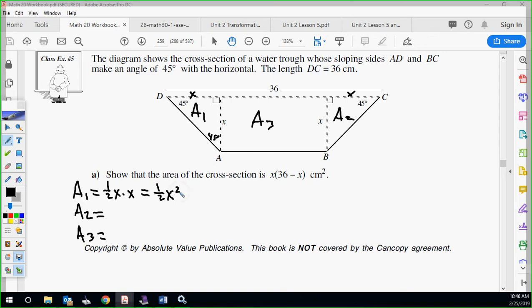And that's the same thing for A3. Or A2, excuse me, the other triangle. I wrote it in A3 though. Oh, son of a. All right. 1/2 x times x, 1/2 x squared. A2 is also 1/2 x squared. All right, now A3, how can we represent A3 then?